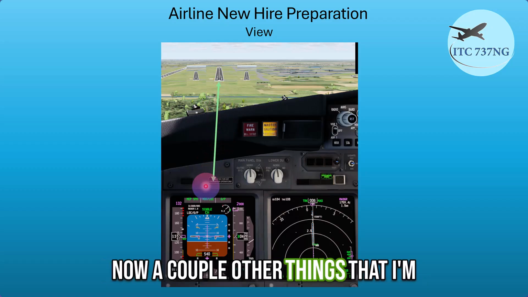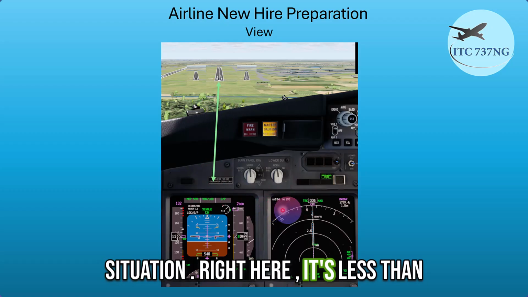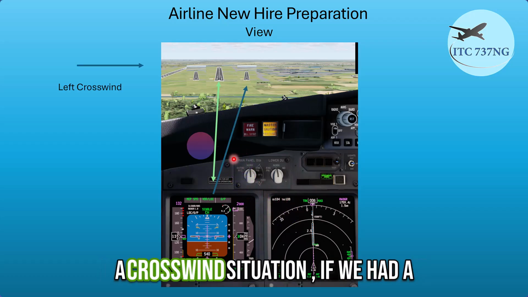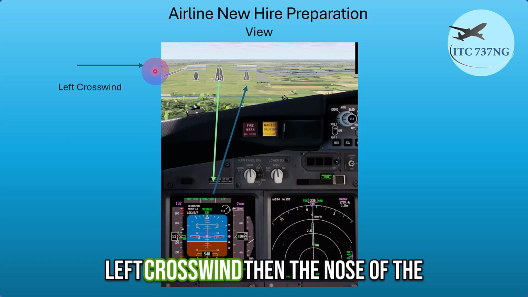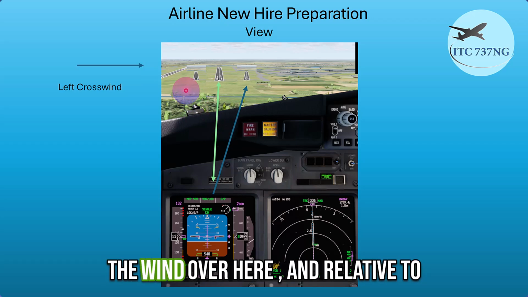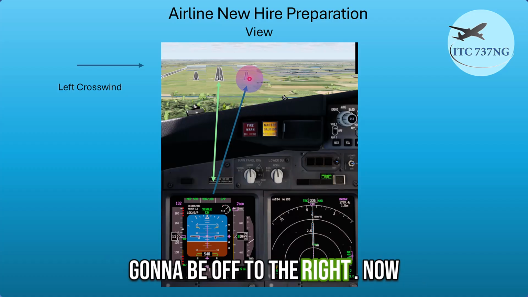Now, a couple of other things that I'm going to point out. Here's a no-wind situation. Right here, it's less than 5 knots, okay? But when you're in a crosswind situation, if we had a left crosswind, then the nose of the aircraft is going to be pointing into the wind over here, and relative to the windscreen here, the runway is going to be off to the right.